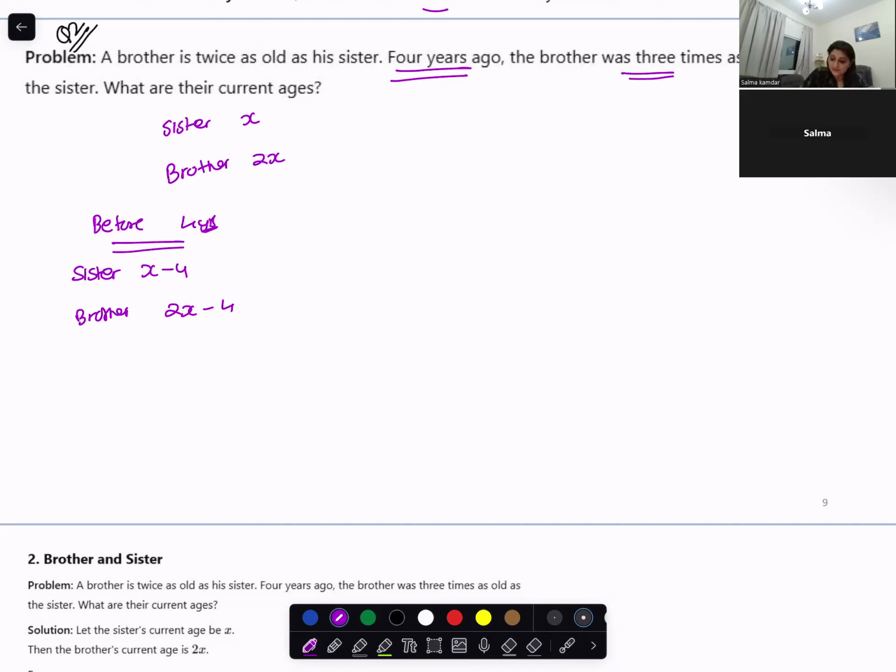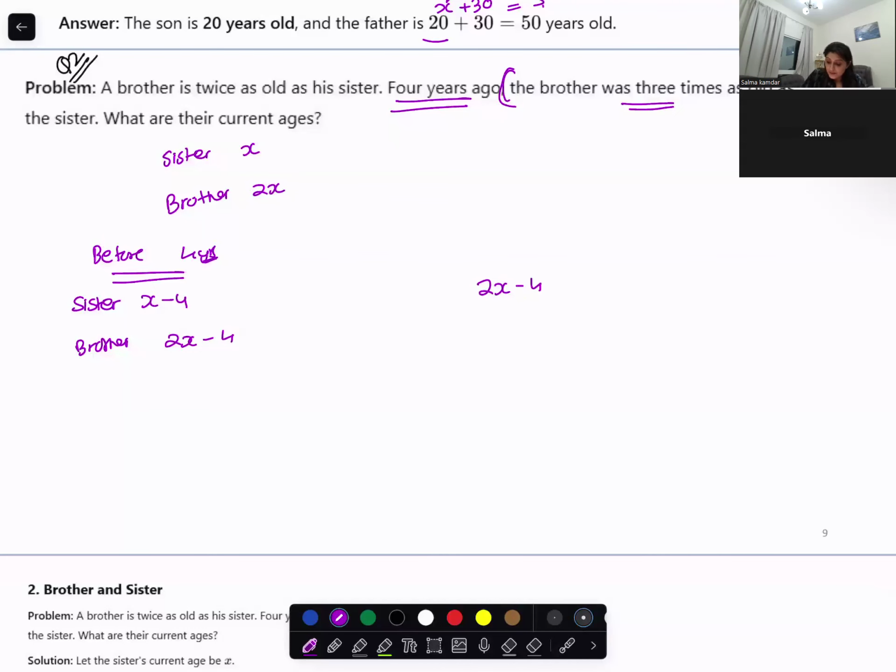Now this is for equation. 4 years ago, what is the age of the brother? 2x minus 4. He was 3 times as old as his sister. Was means equal to, 3 times, times means multiplied, as old as his sister. So sister's age is x minus 4. This is all 4 years ago.